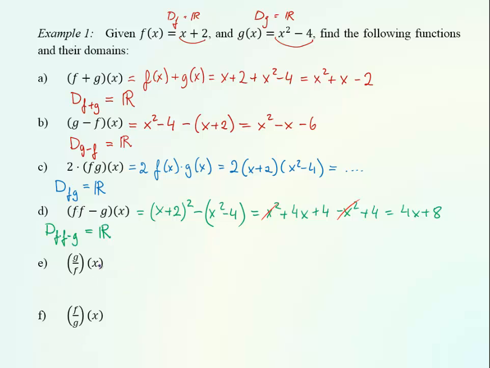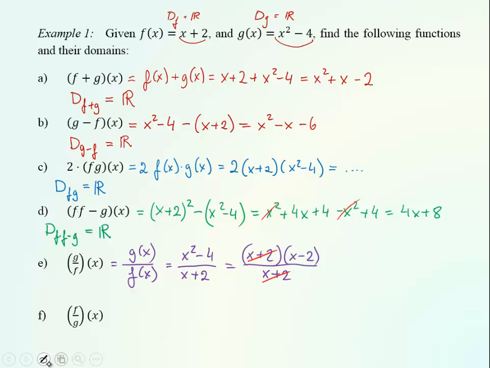Now the following question calls for producing the quotient function g over f. So we need to take g of x and divide by f of x. Since g of x is x squared minus 4 and f of x is x plus 2, we can think about simplifying this expression, because in the numerator we have difference of squares, which factors into x plus 2 and x minus 2. And the denominator is also x plus 2. So we can actually reduce the x plus 2, leaving us with x minus 2.